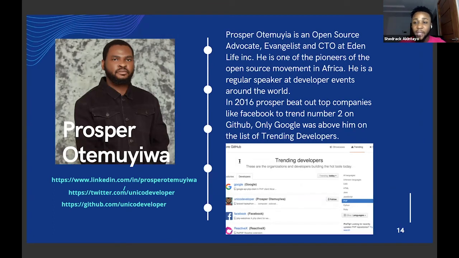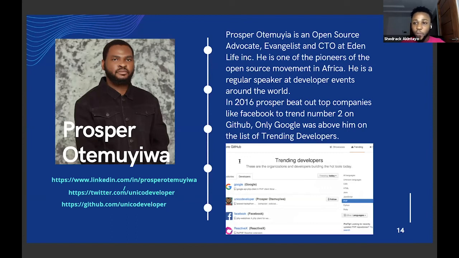He's a regular speaker, and what he did in 2016 is basically what attracted most of the Silicon Valley companies to Africa, companies like Netlify, GitHub, etc. In 2016, he beat out top companies like Facebook to trend number 2 on GitHub. I mean, a single person trending above companies with thousands of engineers is a very big deal in the open source space here in Africa. The only company above him was Google, in the list of trending developers in the PHP section.